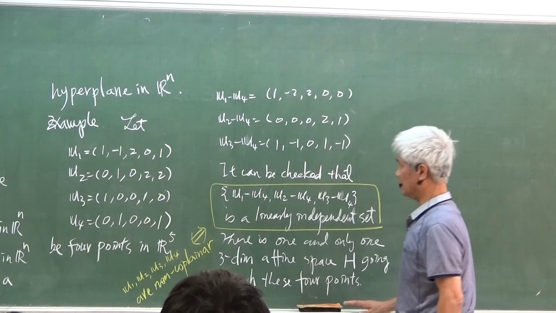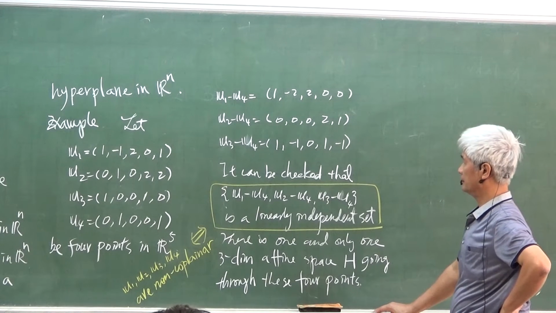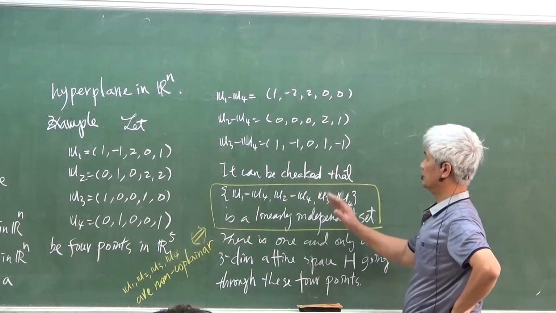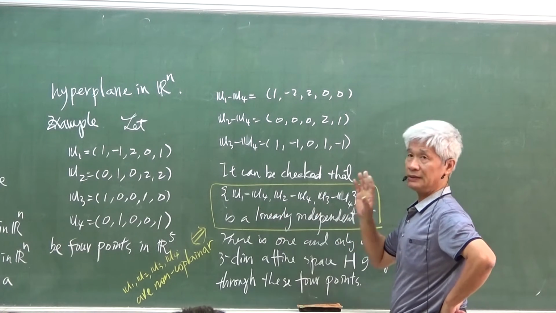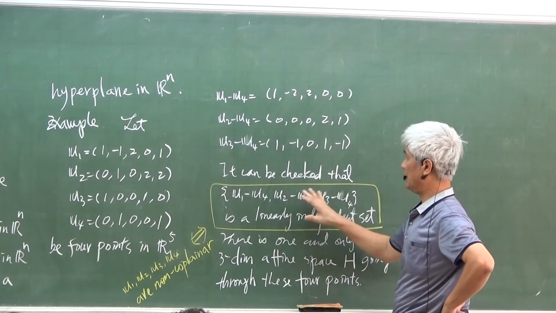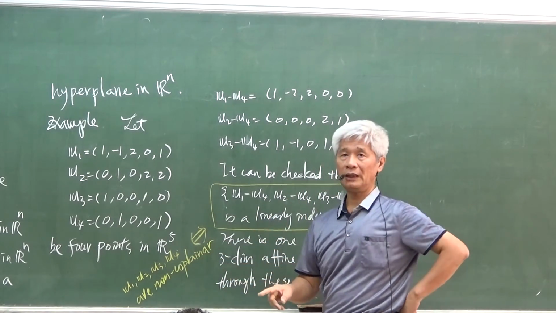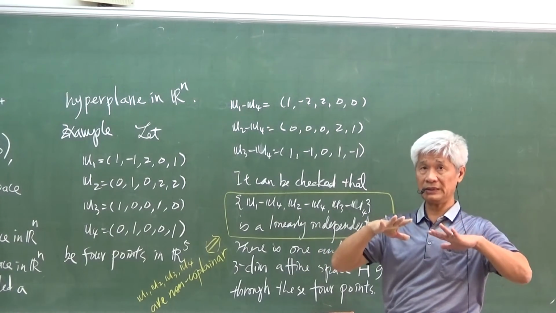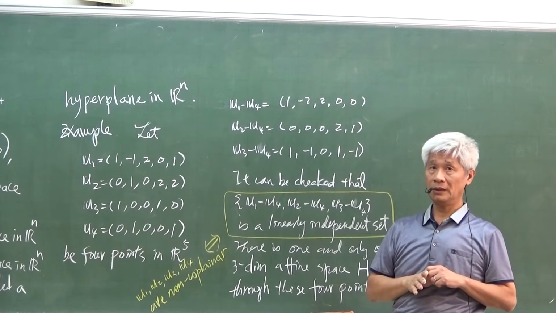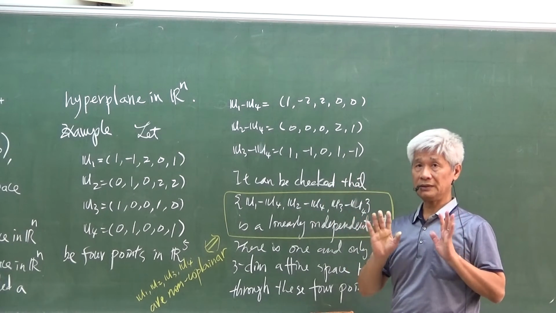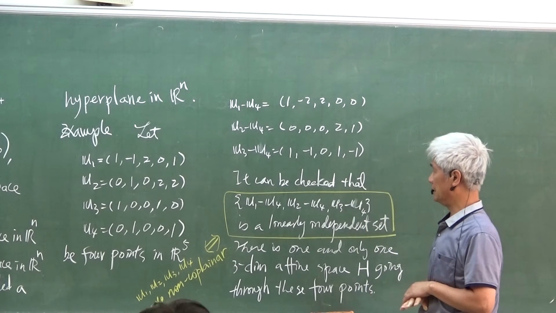You may argue that if these three difference vectors are linearly dependent, then we can show that these four points are in the same plane, meaning they will be in the same 2-dimensional space. But we will show that by a theorem. Okay, so I will give you a theorem to explain that.